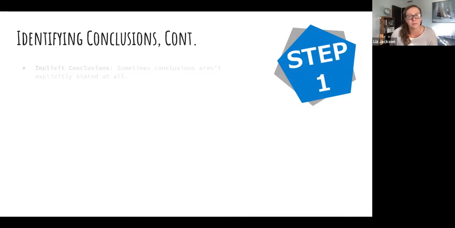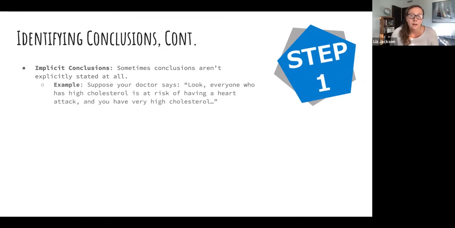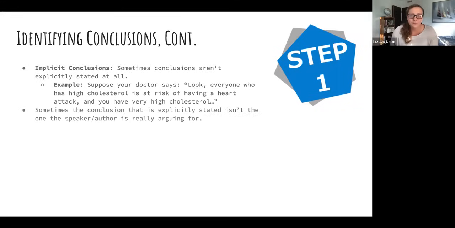Okay, some more tips for identifying conclusions. There are implicit conclusions, like we talked about. Sometimes conclusions just aren't explicitly stated at all. So your doctor might say, look, everyone who has high cholesterol is at risk of having a heart attack, and you have very high cholesterol. And then they just let you make the inference. So sometimes you have to fill in the author's conclusion for them, but at least in cases like this, it's very clear what the author is getting at.